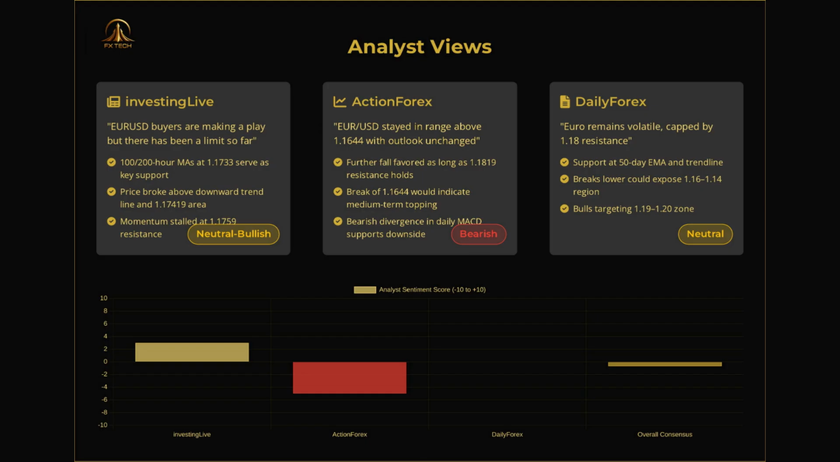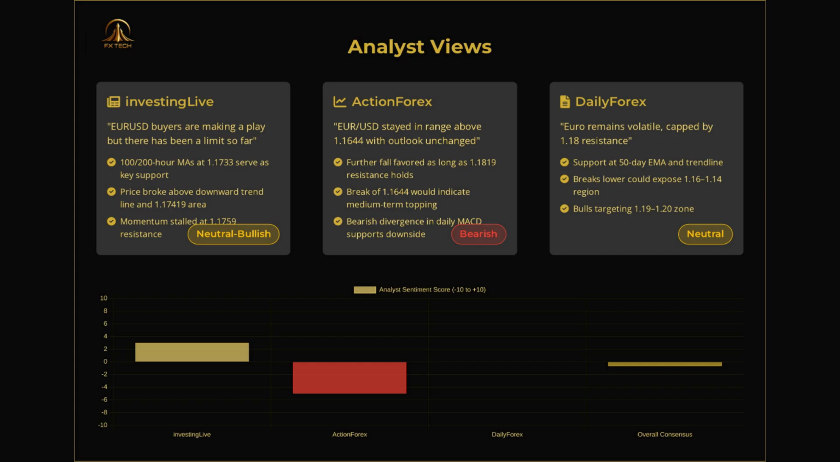ActionForex takes a more bearish view, suggesting that EUR/USD has remained range-bound above 1.1644 with the outlook unchanged. They believe further downside is favored as long as the 1.1819 resistance holds, and point to bearish divergence in the daily MACD as a concerning signal.